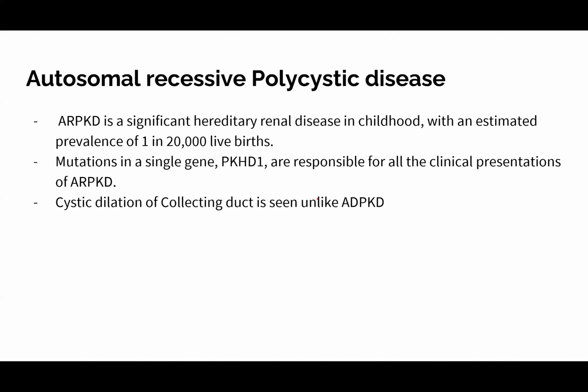In ADPKD it is glomerular damage, but here it is the collecting duct. So it is more about collecting duct damage, and it is in younger people, and it is a recessive disorder, less frequent than ADPKD. Adult PKD with autosomal dominant inheritance has an occurrence of around 1 in 1,000. Here it is 1 in 20,000 live births.